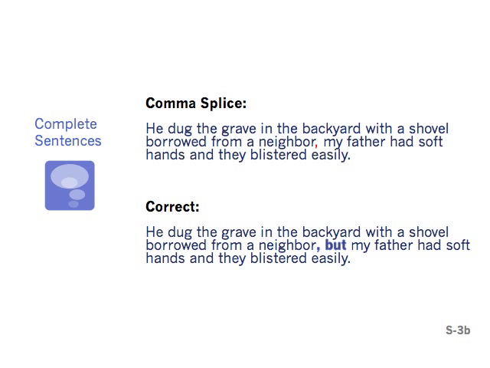The original sentence is a comma splice because a comma alone cannot join two independent thoughts. To edit the comma splice, use a comma followed by the coordinating conjunction but. He dug the grave in the backyard with a shovel borrowed from a neighbor, comma, but my father had soft hands, and they blistered easily. Not only have we corrected the comma splice, we've also clarified the relationship between the two thoughts.